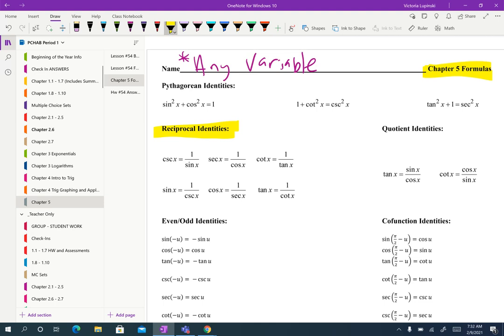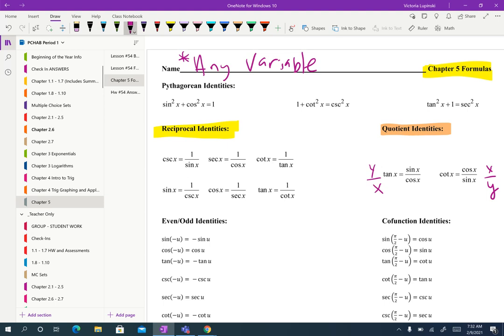And then similarly for the quotient identities, while you might not be as familiar with these, remember, of course, that a tangent is a y over an x, and a cotangent is an x over a y. So if you're thinking about your unit circle, the fact that sines are y's and cosines are x's, it should hopefully make sense to make the jump of why the tangent equals sine over cosine and the cotangent equals cosine over sine.